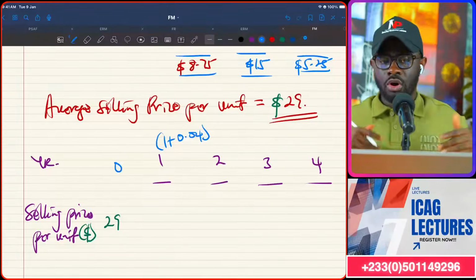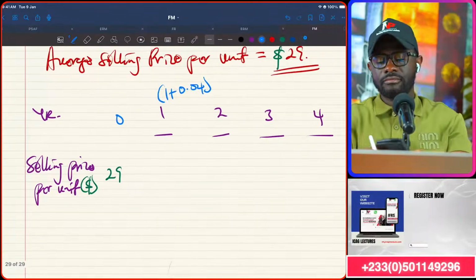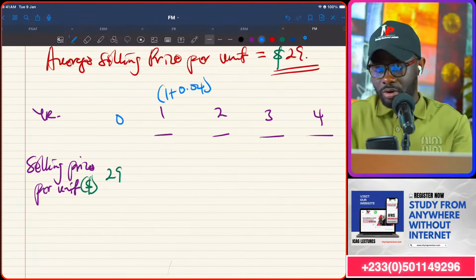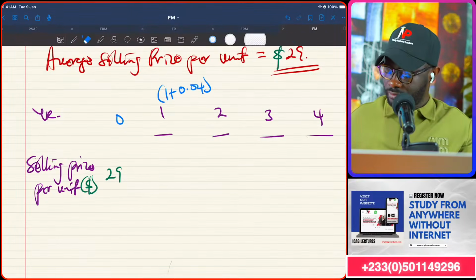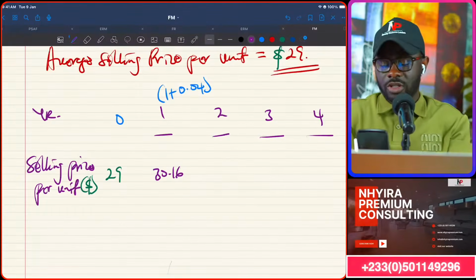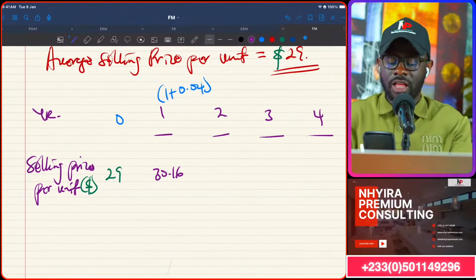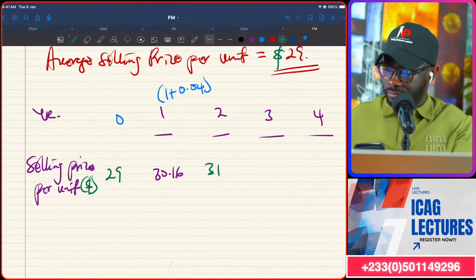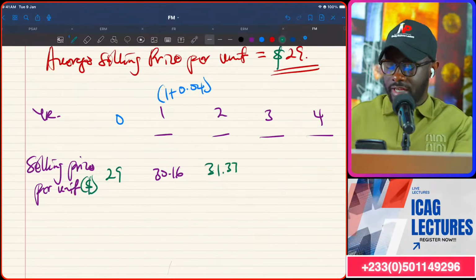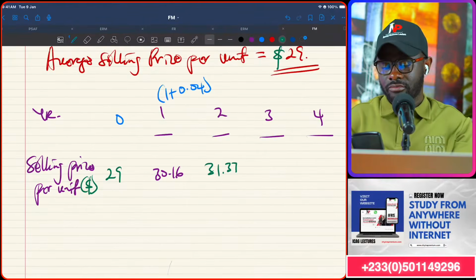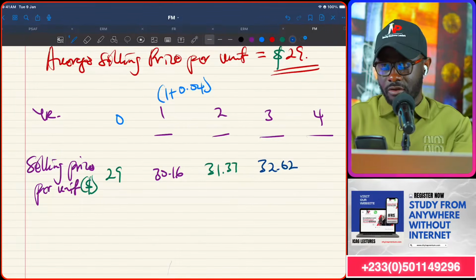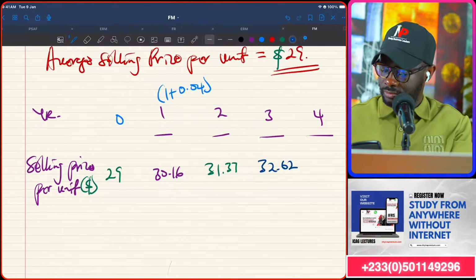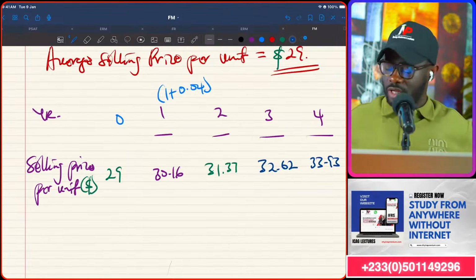Now, you have to be careful to know where and when the inflation is starting. So 29 times into bracket 1.04, and that is 30.16. You want to work to 2 decimal places. So 30.16. Now, instead of doing exponent 2 on the original, I could just multiply this by the factor 1.04, and that gives me 31.37. Then I could multiply that by the factor 1.04, and that is 32.62. Multiply that by the factor 1.04, and that is 33.93. The best place is to do 2 decimal places.